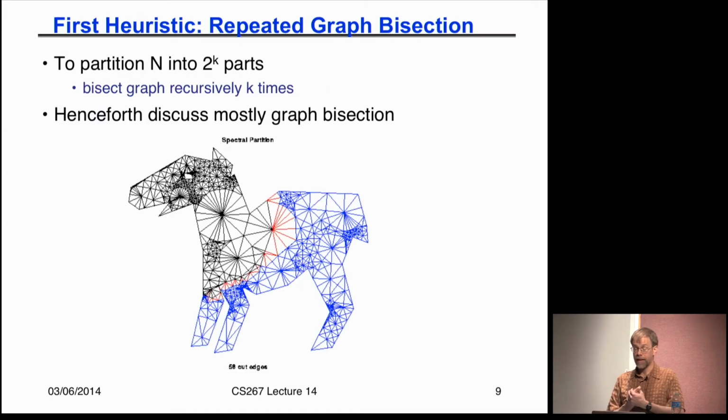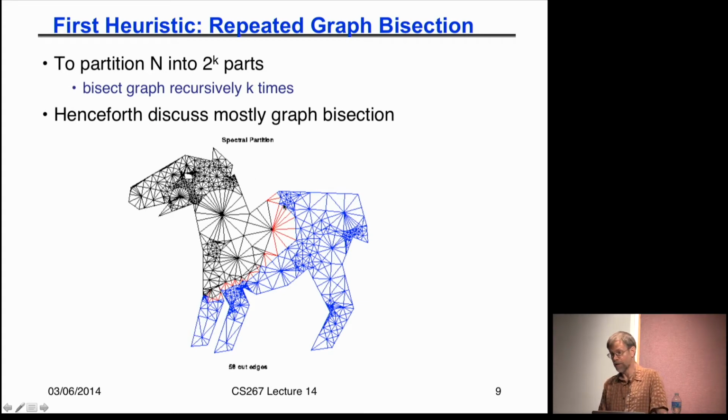So the first heuristic, as I said, is we're going to do repeated bisection. If I have 1,024 processors, I'm not going to, in one step, divide into 1,024. I'm going to divide it into half and do that 10 times recursively. And so henceforth, I'm mostly going to discuss graph bisection.